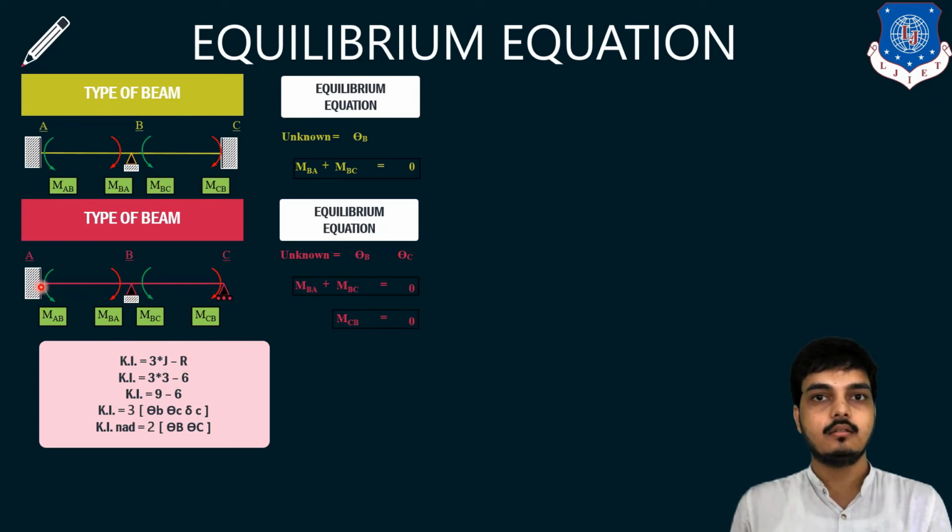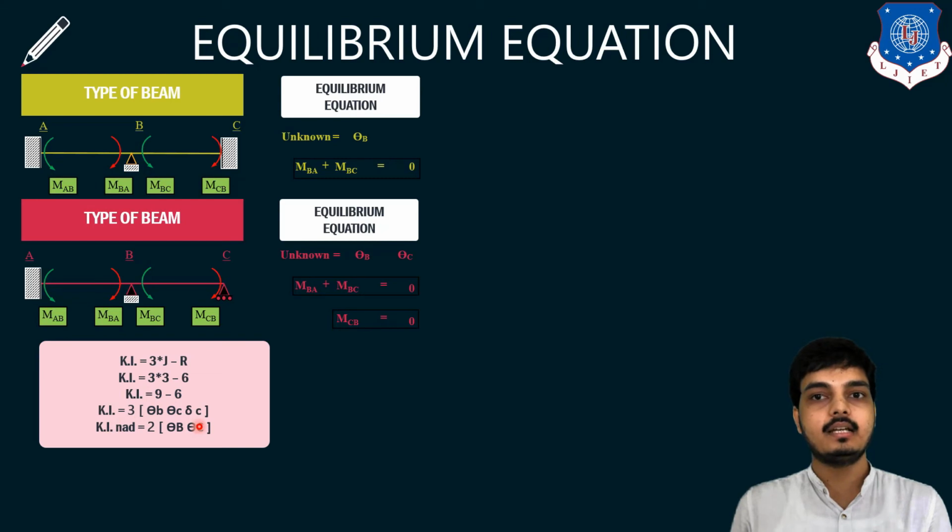Now reaction. Fixed support resists all 3: vertical, horizontal as well as moment. So 3. Simple support resists only 2, vertical and horizontal. So 3 plus 2, 5. And roller support only resists 1, which is vertical reaction. So 5 plus 1 is nothing but 6. So in the place of reaction I am putting 6. 3 3s are 9 minus 6 is nothing but 3.